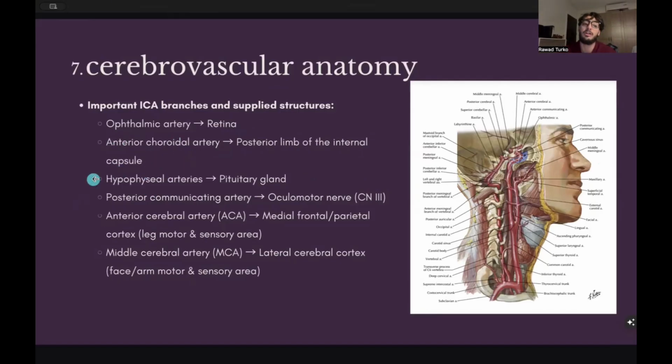Sorry, it's also going to give off hypophyseal arteries, which supply the pituitary gland. The posterior communicating artery is going to supply parts of the oculomotor nerve. It's also going to give off, obviously, the anterior cerebral artery, which is going to supply the medial frontal slash parietal cortex for leg motor and sensory area. We'll talk about that in a minute. And obviously MCA for the lateral cerebral cortex. Okay, but the main ones that I want you to remember are ophthalmic and anterior choroidal. The rest, inshallah, we'll talk about. But these are very, very important to know.